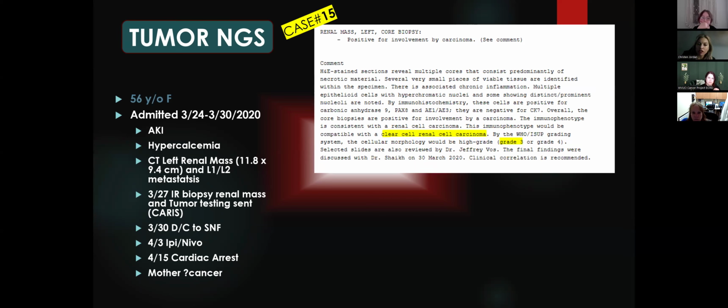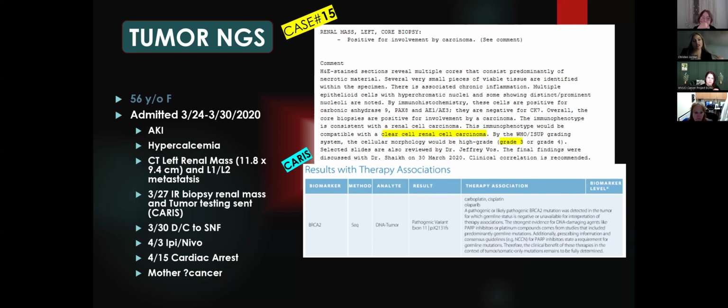The only thing I could find in her chart was that she had a mother that may have had a cancer diagnosis. So she underwent Caris molecular tumor profiling because they were trying to see if there were any targets for her. And it was found that she had a BRCA2 mutation.